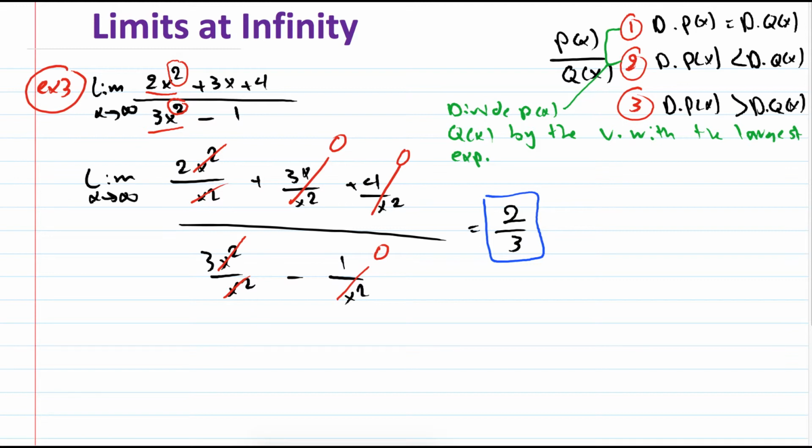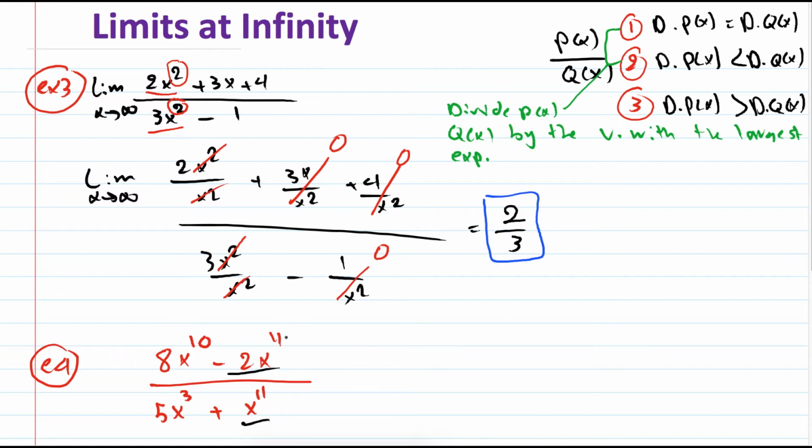So if I have, for example, example 4, 8x to the 10 minus 2x to the 11 over 5x to the 3 plus x to the 11. What is the leading term? Right here, this is the leading term, and right here, this is the leading term. Since both degrees are equal, I'm just going to choose the leading coefficients. Right here is -2, and right here is 1. If I want to find the limit as x approaches infinity of this particular function, it's going to be -2.